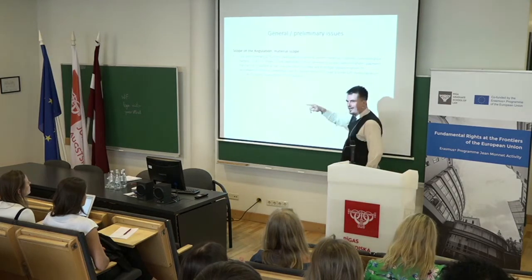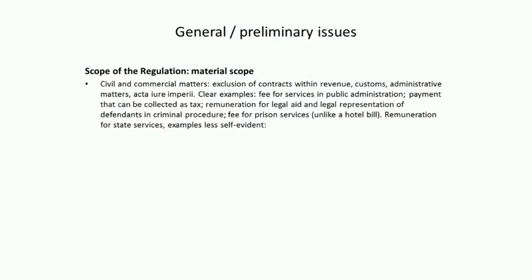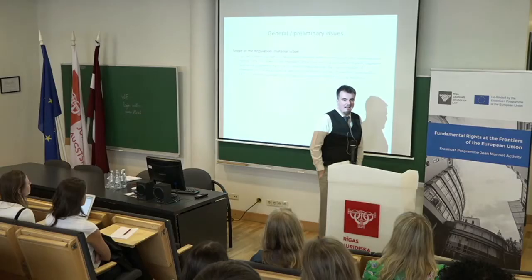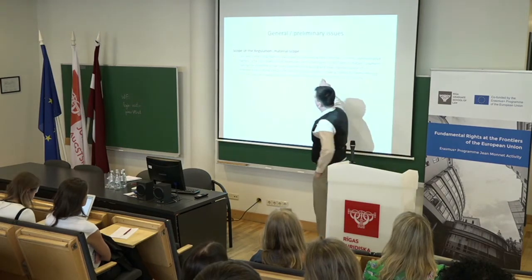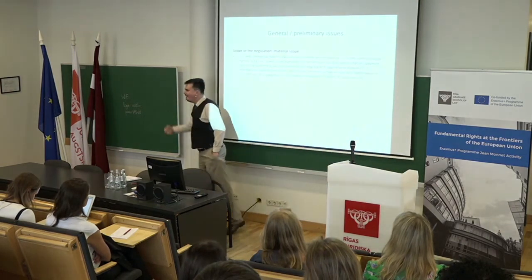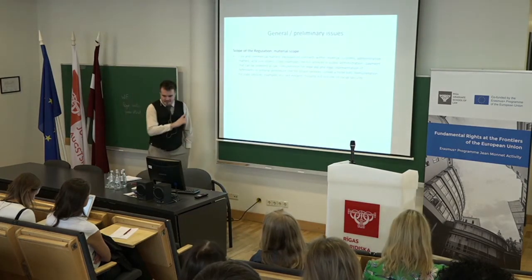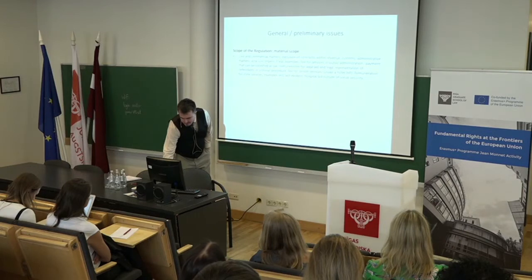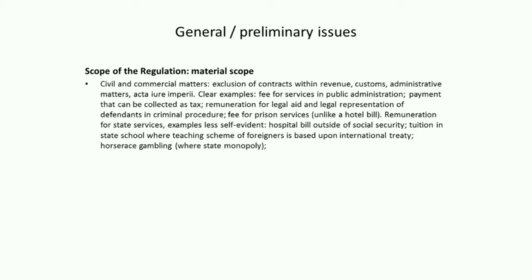And then, and this is where I will stop, remuneration for state services which are less self-evident. Hospital bill outside of Social Security: case law says it's actually acta iure imperii. Even if you as a foreign patient are billed by the hospital for treatment, it's not under the regulation. Tuition in state school is considered to be public law. Horse race gambling in a country, this was a French case where the organization of gambling is a state monopoly, is not considered a civil and commercial matter, hence we don't get to the rules of consumer protection within the rules of jurisdiction.